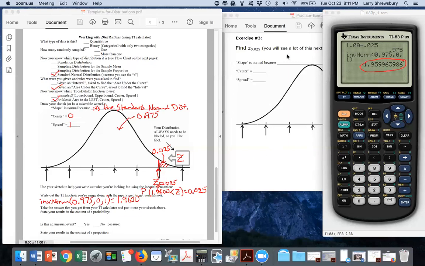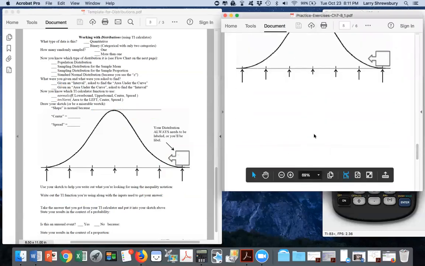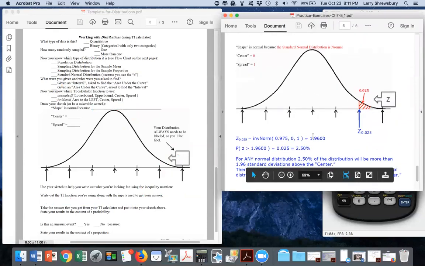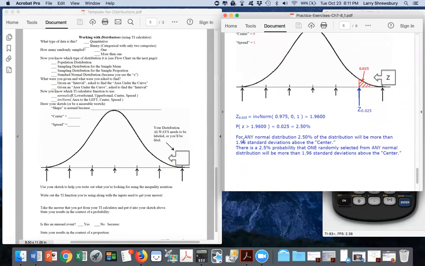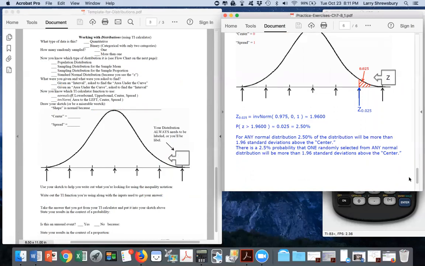So let's clear all those scribblings. And here you can see the nice and tidy one. And also notice the interpretations. For any normal distribution, 2.5% of that distribution will be more than 1.96 standard deviations or standard errors above the center. Standard errors if we're talking about a sampling distribution. And you know what? It will be a sampling distribution as you go through the rest of this course.